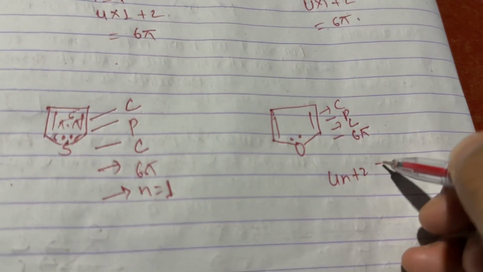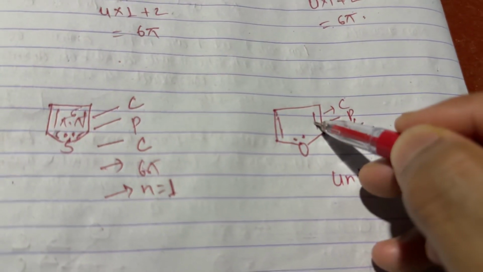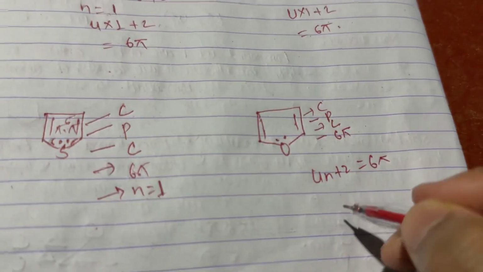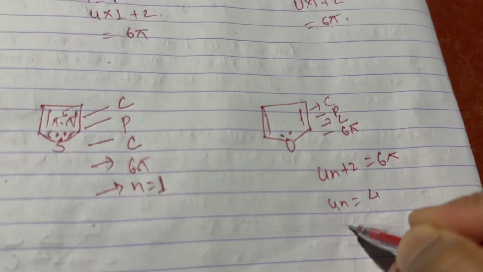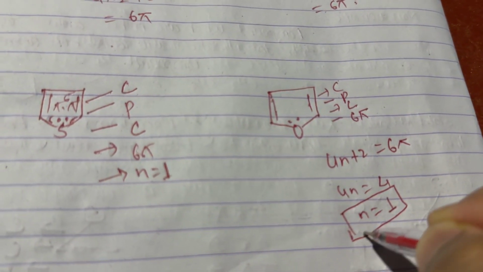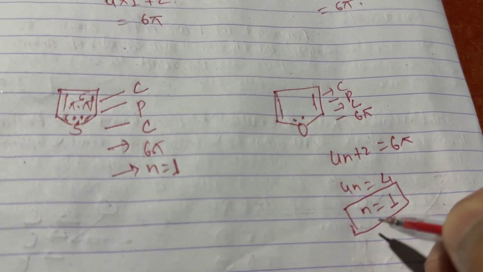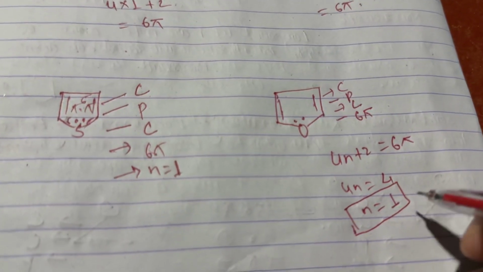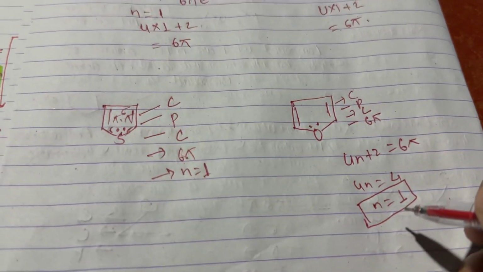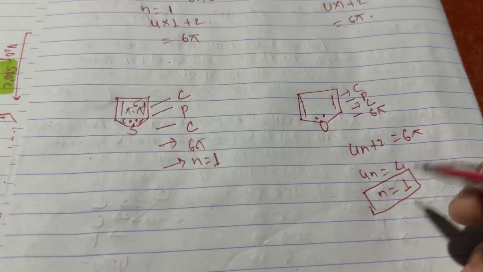4n plus 2 equals how many pi electrons are there? 1 pi bond, another pi bond, 4 pi electrons, including these 2 lone pair electrons, there are altogether 6 pi electrons. And 4n equals 4 and n equals 1. If we get n as a positive whole number, then the compound will be aromatic. If we get the value of n in decimal or in fraction, in that case the compound will not be aromatic. This is another way to check, to satisfy Hückel's rule.